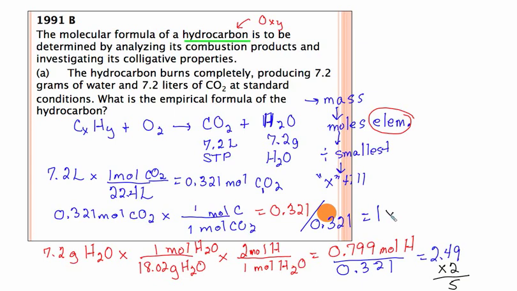So I would have 5 hydrogens, and if I do it to the hydrogen, I have to do the same multiplication to my carbon. And so I'm also going to multiply carbon by 2, and that gives me 2. So that means my empirical formula is C2H5. So that's what we'll be bringing through into the next parts of our question.